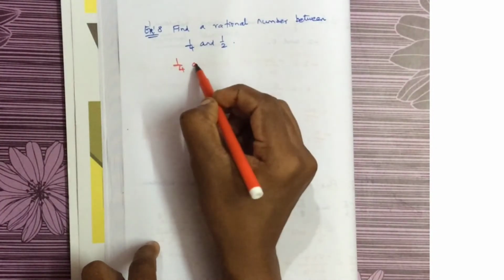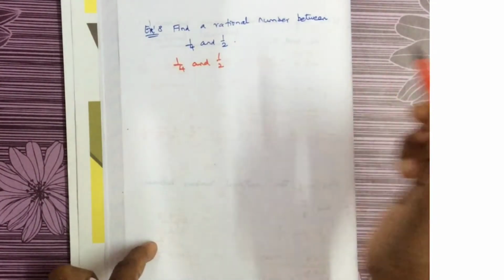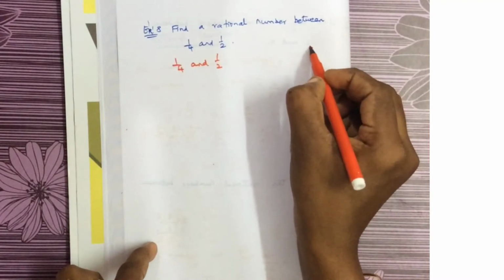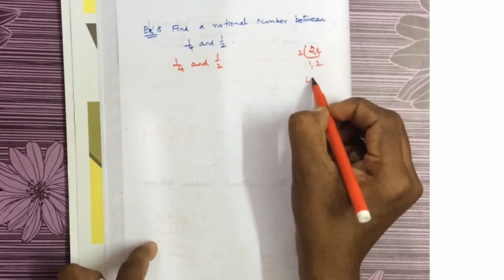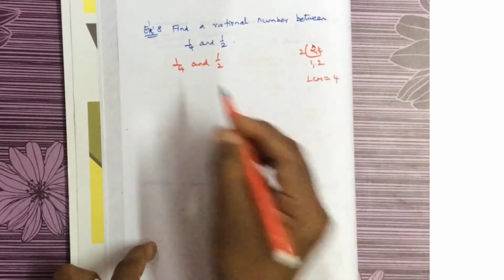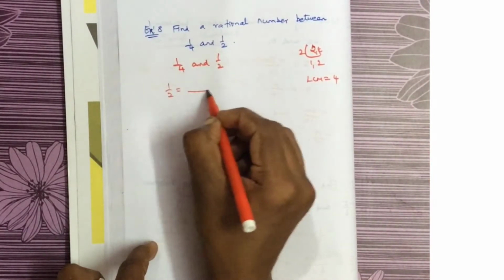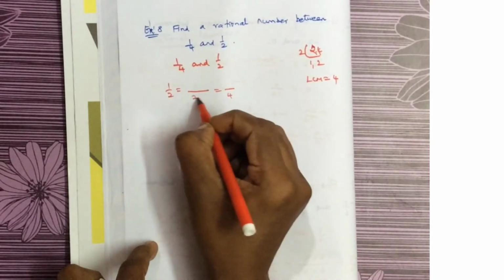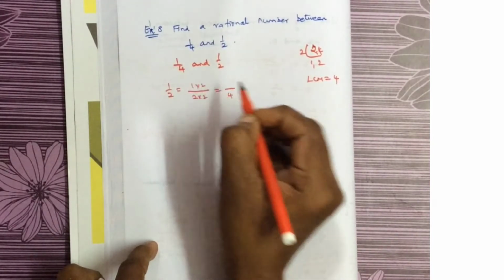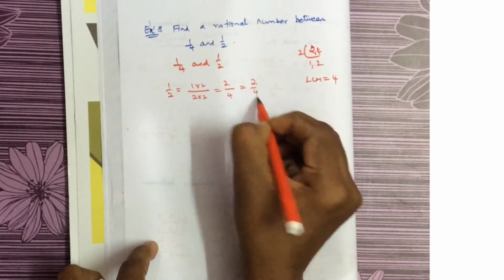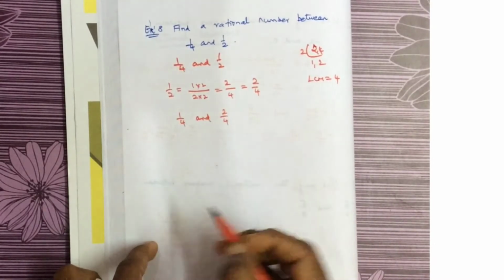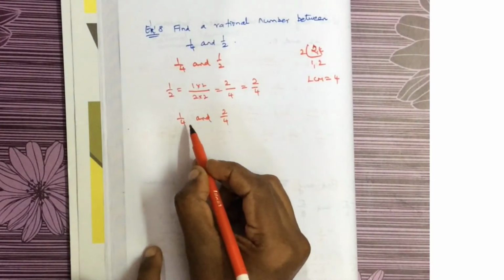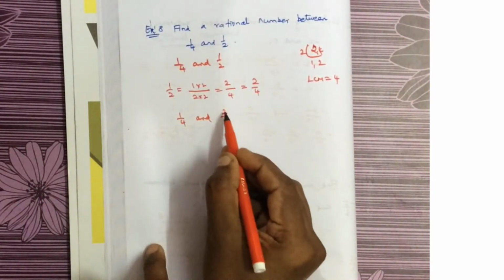1 by 4 and 1 by 2. So if I take LCM, 2, 4, 2 ones are 2 and 2 twos are 4. LCM is 4. So 1 by 2 can be represented as 2 by 4. 1 by 4 and 2 by 4. So what is in between? This is 1 by 4 and here it is 2 by 4.